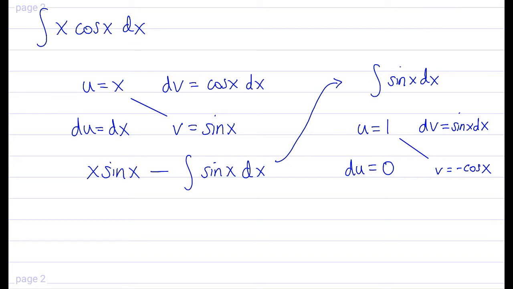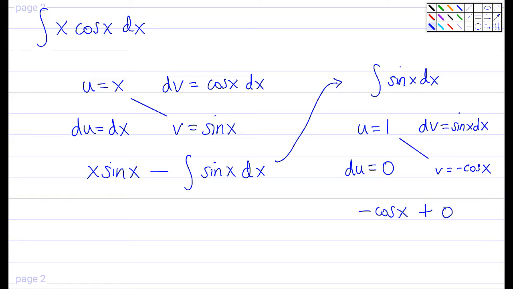Okay, so as usual, what would I do to find this integral? I would multiply u and v, and I get minus cosine x. And then I would integrate v du. Well, of course, in this case, that's just going to give us 0.